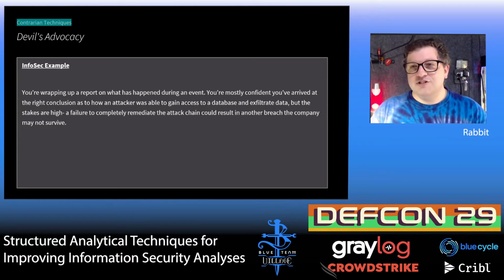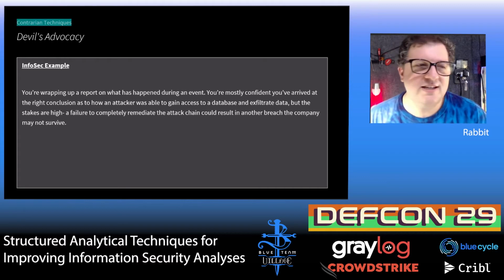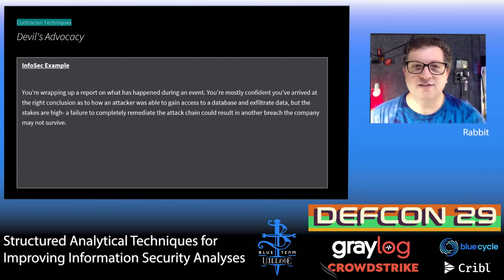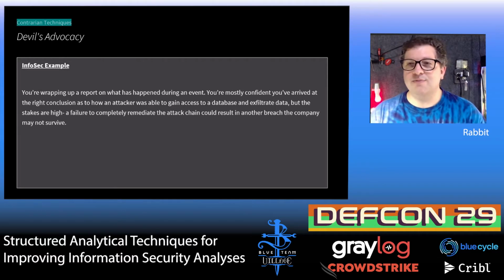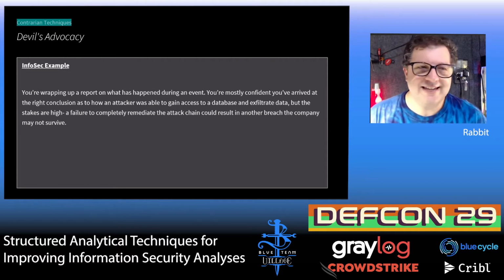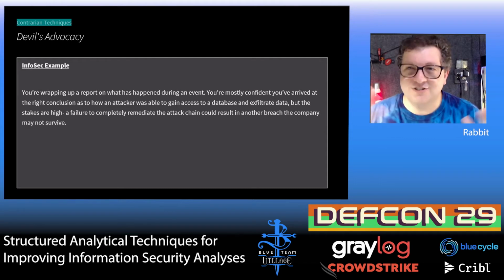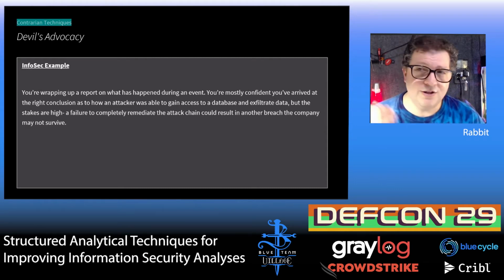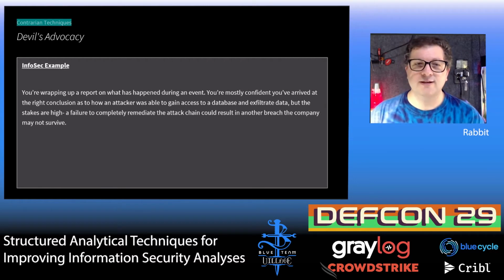So, an information security example of devil's advocacy. There's a bit of a scenario for this one. You're wrapping up a report on what has happened during an event. You're mostly confident you've arrived at the right conclusion as to how an attacker was able to gain access to a database and exfiltrate some data. But the stakes are high. Let's just say, if this happens again, your company's going under. It's really important. You have to be 100% certain about this.